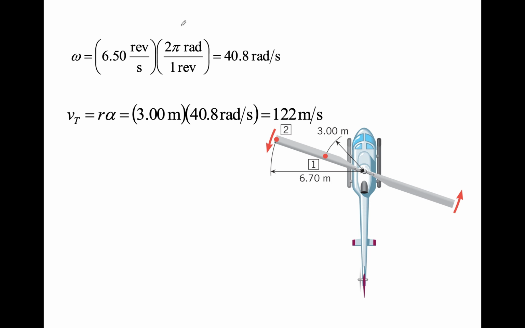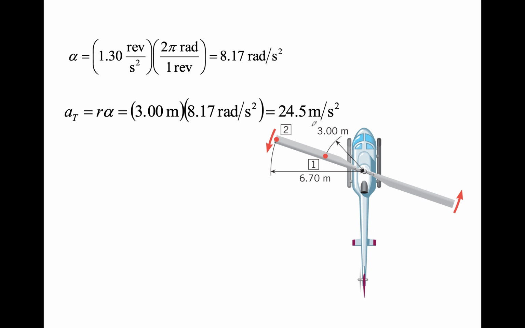2 pi radians per revolution, so revolution and revolution are going to cancel. We plug in pi equals 3.14. We find that the angular speed is 40.8 radians per second. So tangential velocity equals r times angular speed, which is 40.8 radians per second. Plugging in all the numbers, we find the tangential speed is 122 meters per second.